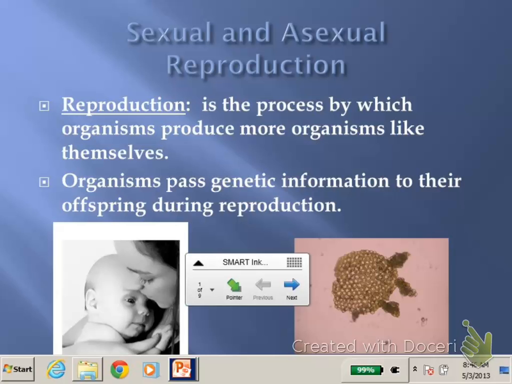Today's topic is about sexual and asexual reproduction. First of all, let's talk about what reproduction is. Reproduction is the process by which organisms produce more organisms like themselves. I think everyone knows that. And this is when organisms pass genetic information to their offspring during reproduction.